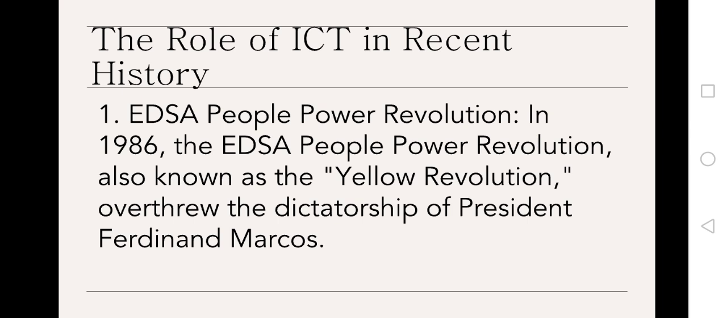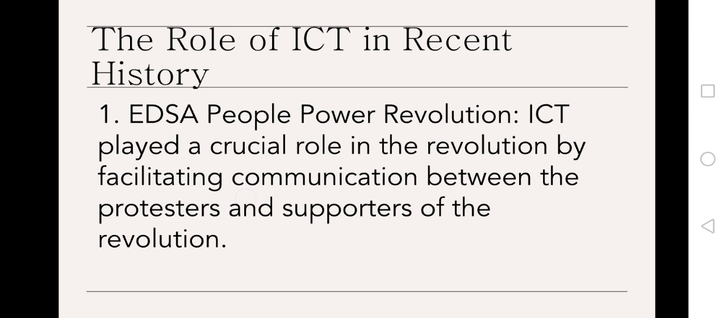The EDSA People Power, also known as the Yellow Revolution, happened in 1986. The main purpose was to overthrow President Ferdinand Marcos Sr. ICT played a crucial role in the revolution by facilitating communication between the protesters and supporters of the revolution.